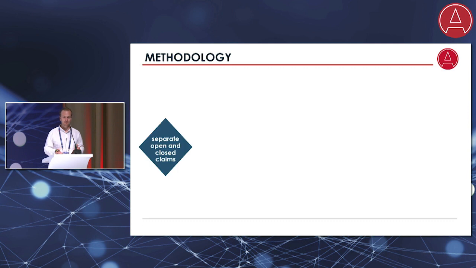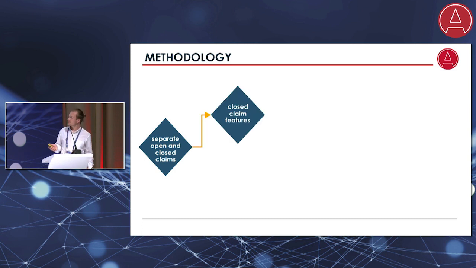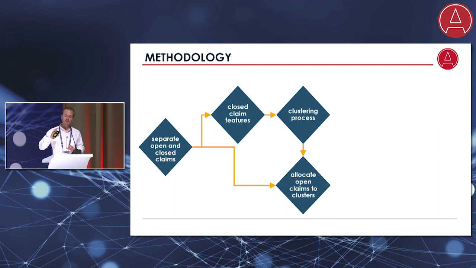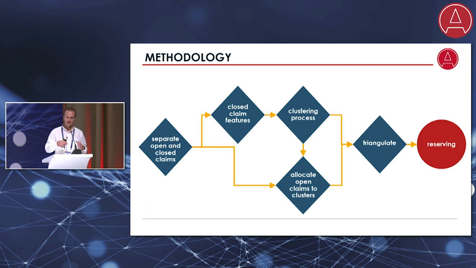Okay, now introducing the framework. So after all the research and thought, we came up with this framework. Well, the paper presents this framework. So first start with separating open and closed claims. Apply feature engineering to determine closed claim features for all closed claims only. Cluster these closed claims together to create your segmentation. And then for each closed claim cluster, go back to the original open claims and take each open claim and allocate it to a closed claims cluster. Triangulate. Now we have our segments, reserve as normal. Okay, this is the framework.